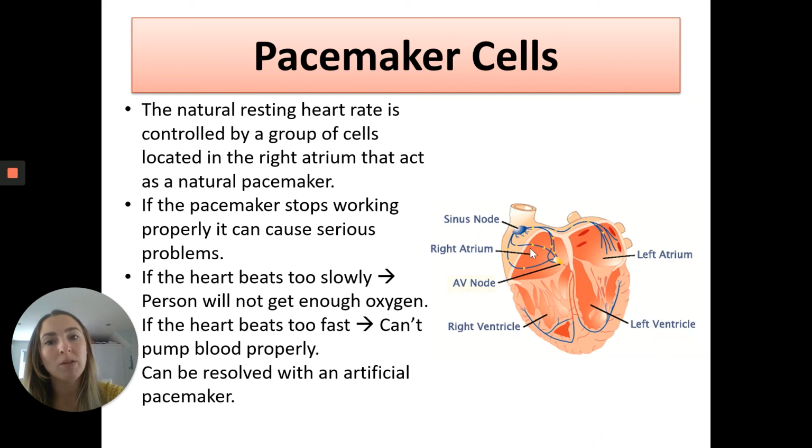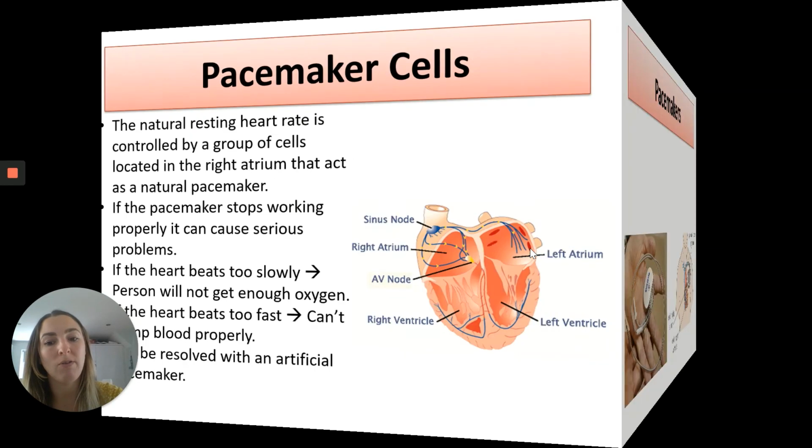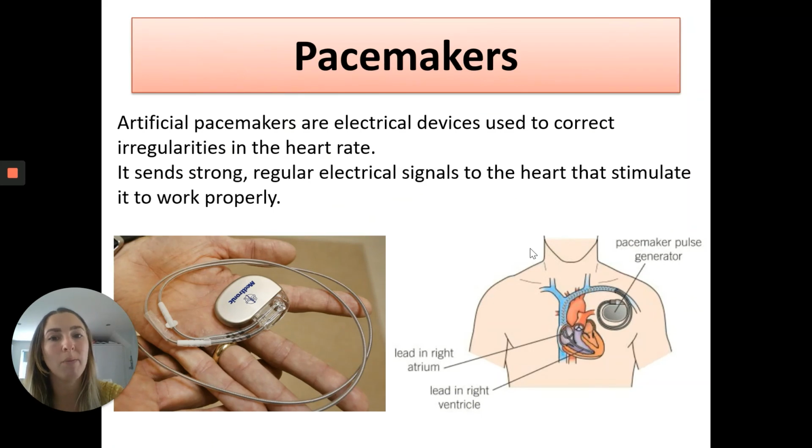Now, what we can do is have an artificial pacemaker fitted. So this is what we're talking about when we're looking at pacemakers. It's an electrical device and it's fitted in the body here. It basically makes sure that the heart beats correctly, so it's not too fast, not too slow. It's a natural resting heart rate. And basically it just sends electrical signals to stimulate the heart to work properly.